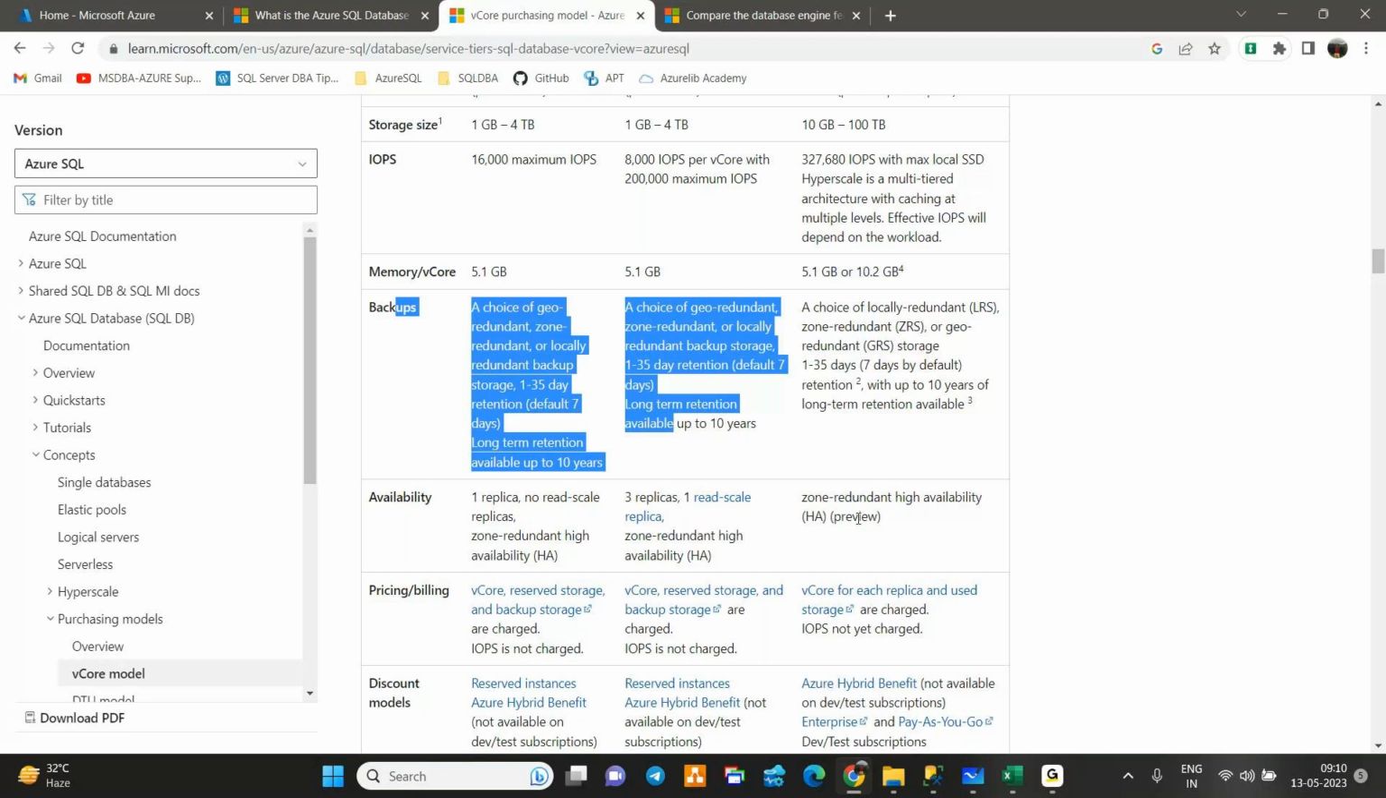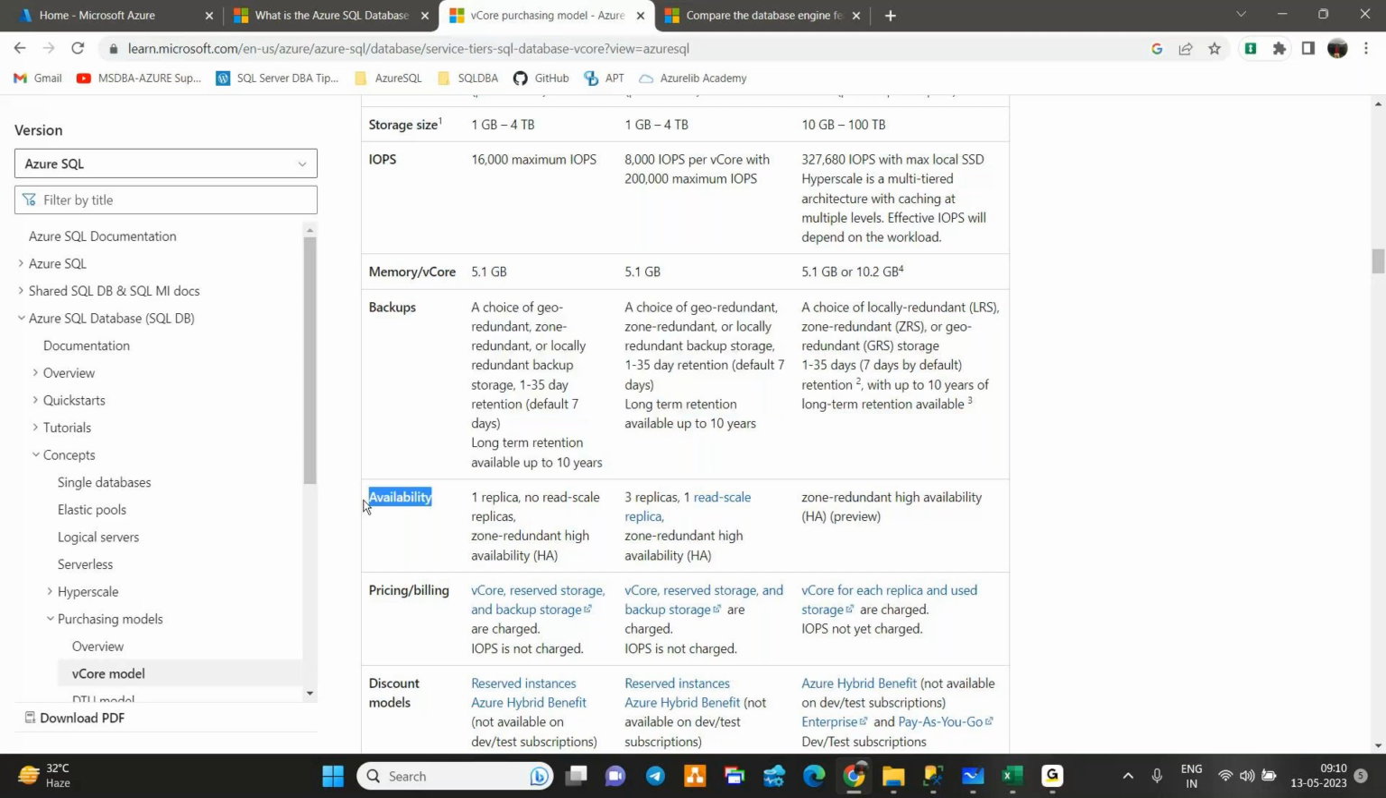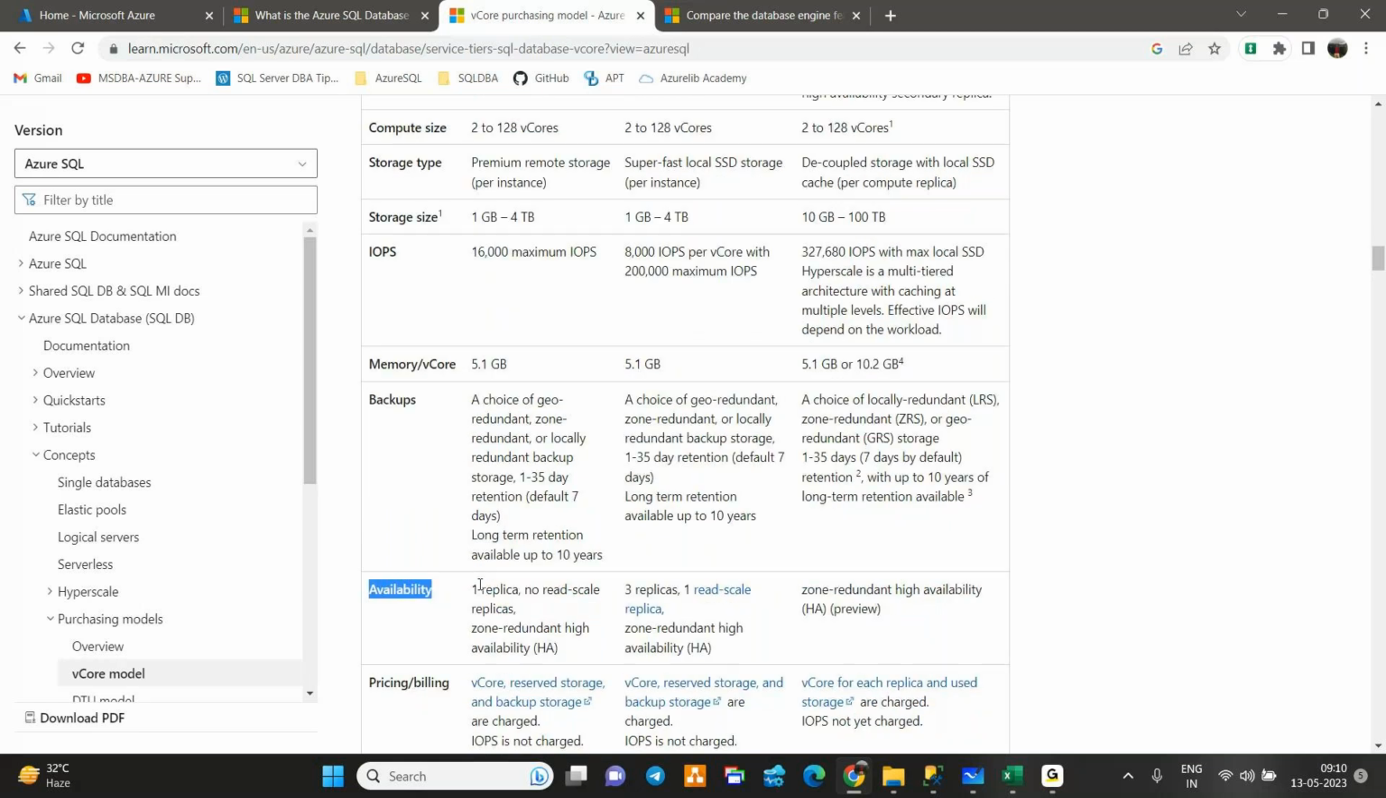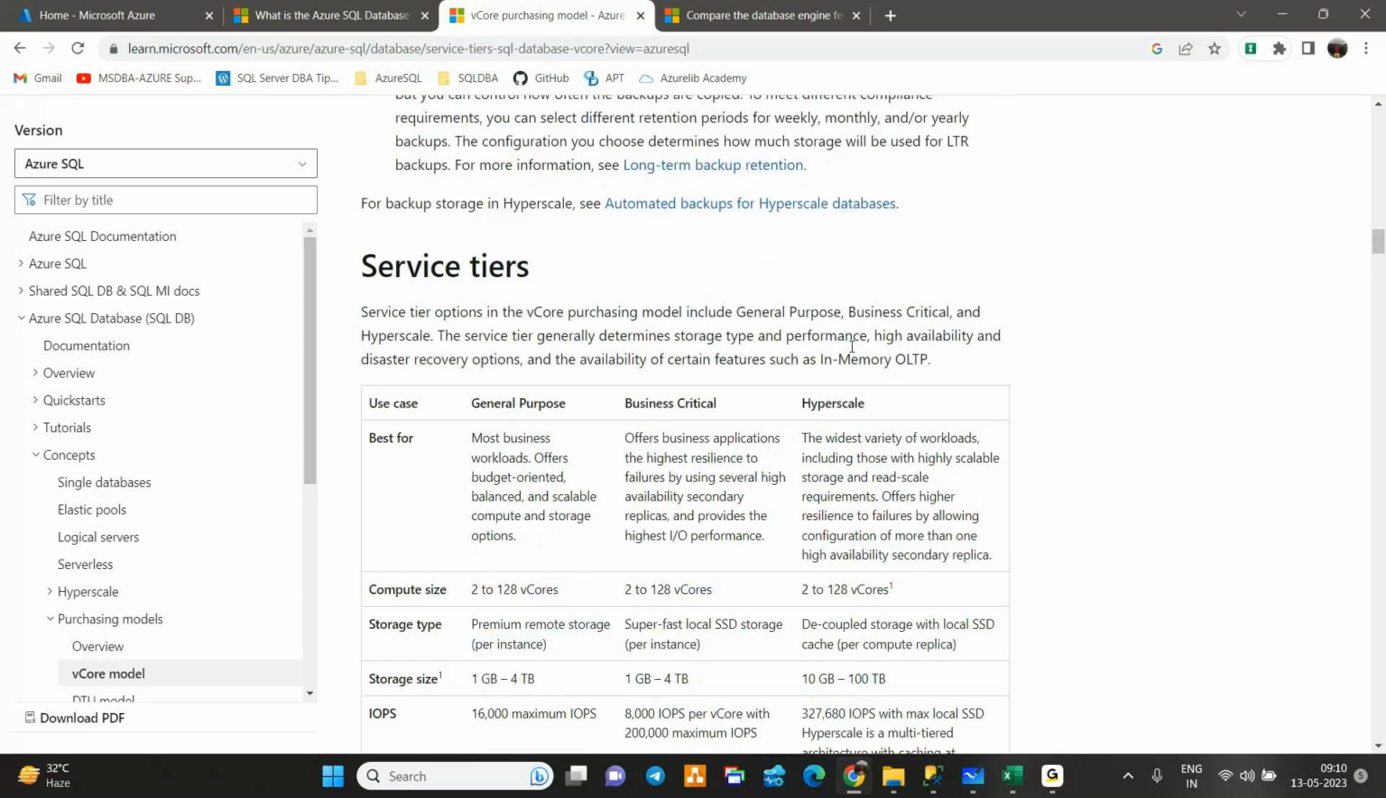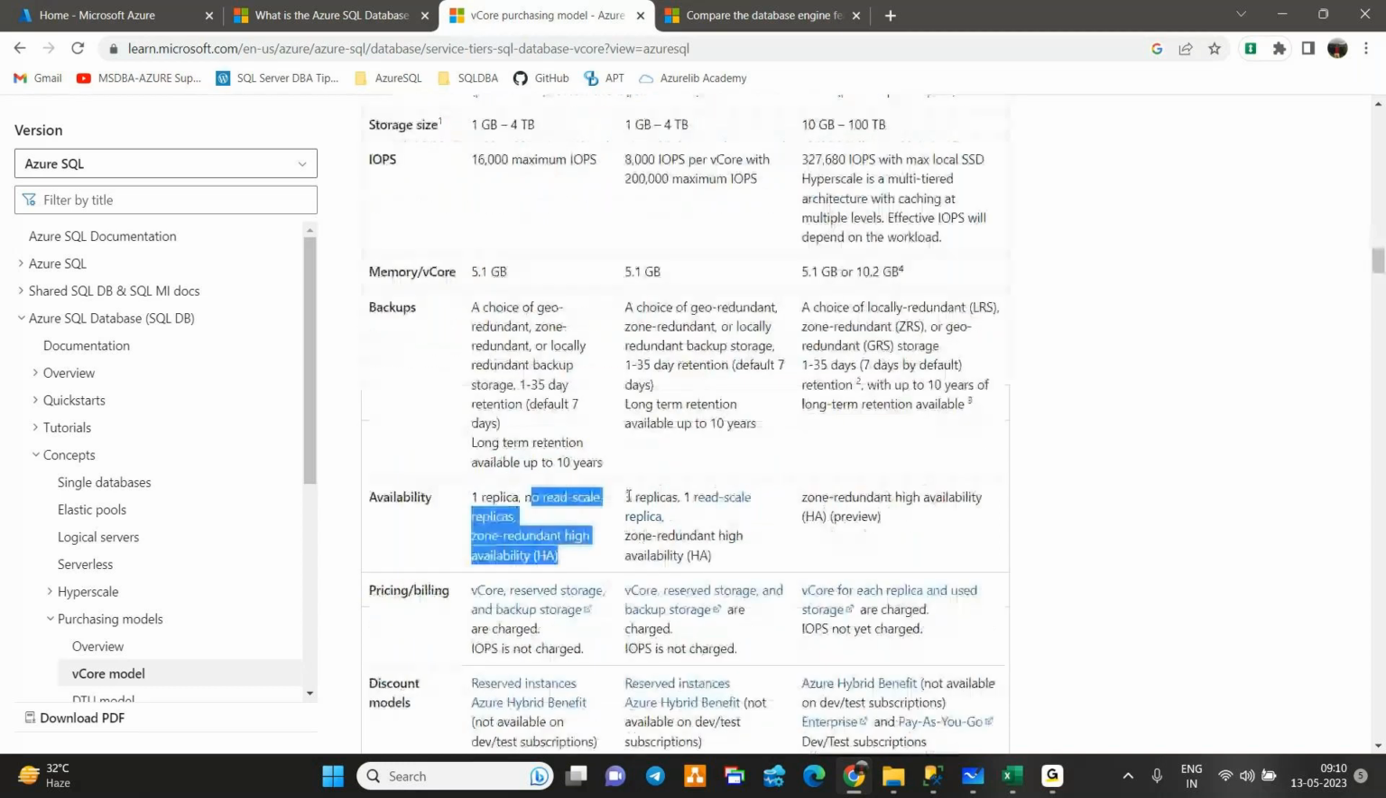Now go to availability. Here only one replica, sir. Under general purpose, you have only one replica. There are no readable secondary replicas. But when you go for business critical, here you are getting a maximum of four replicas. Three replicas are for redundancy. One replica you will get as readable.